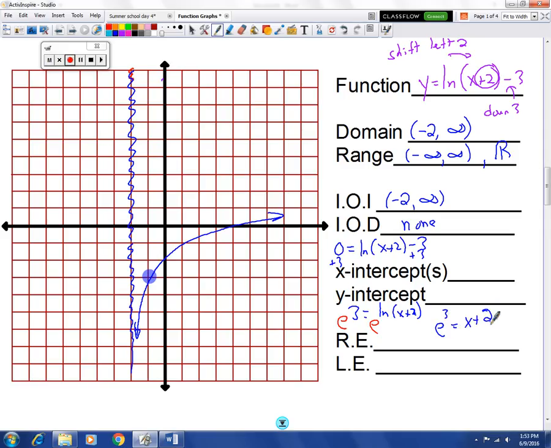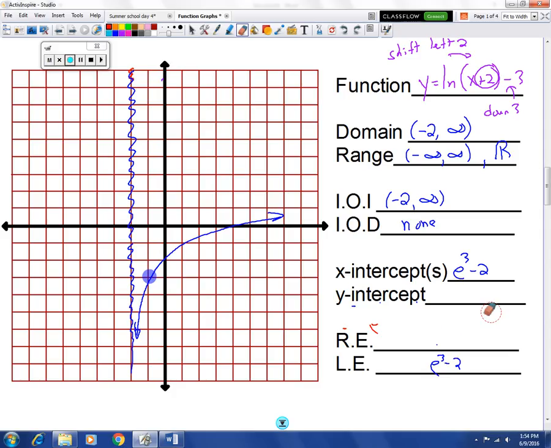And now I can just subtract 2 from both sides. So it's a funny looking x-intercept, but this is what it would be. E to the third power minus 2. So go up here to my x-intercept, and I could write e to the third subtract 2. And you could actually calculate that and get some decimal approximation. Okay, but I'm going to leave it like that.